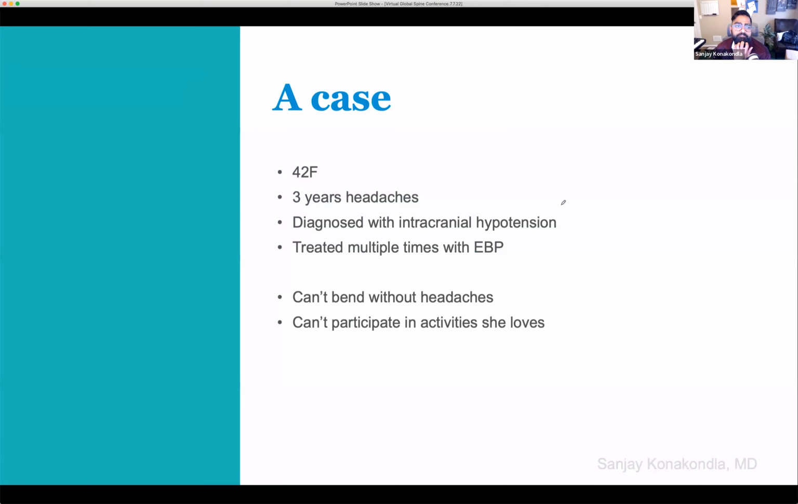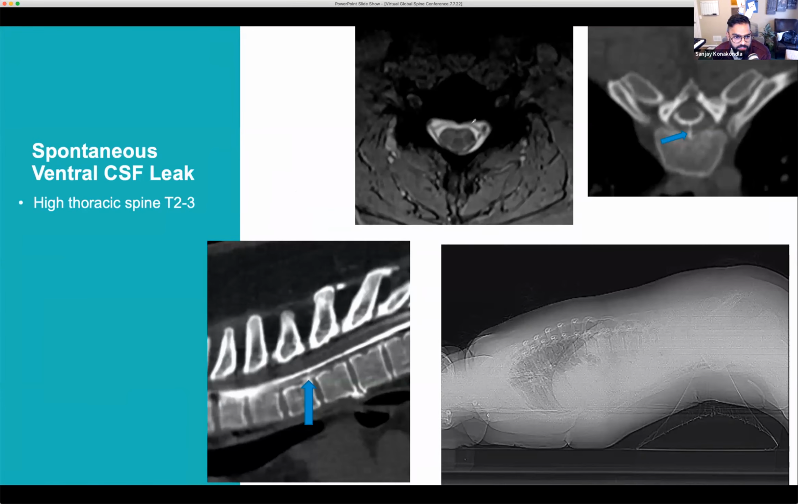So this is another case, a 42-year-old female, 3 years of headache. She was diagnosed with intracranial hypertension. She was treated multiple times with empiric blood patches, which worked, but temporarily. She found us in our clinic through reference. And you can see the MRI showing this extradural CSF.